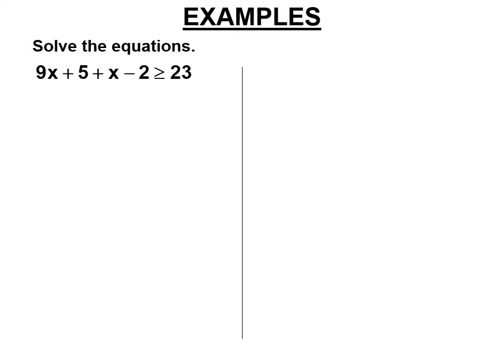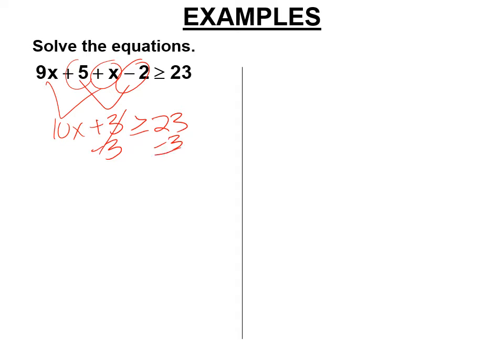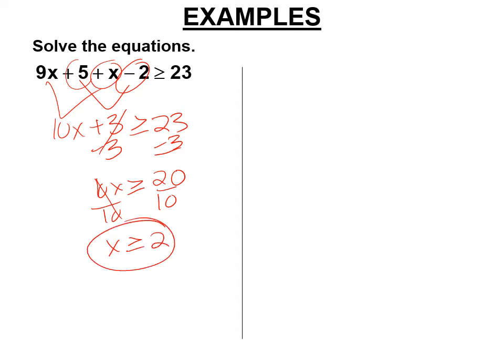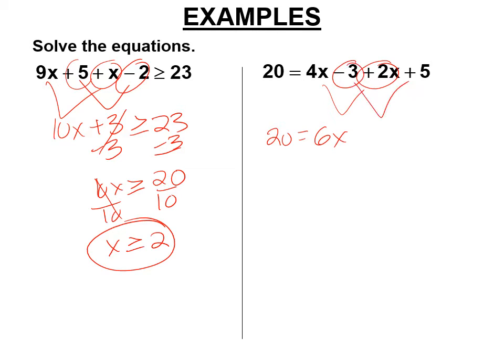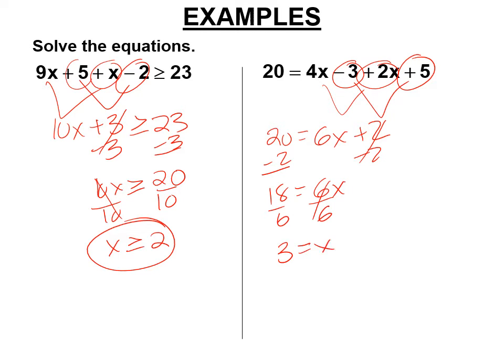Okay, so let's start solving. 9x plus x is 10x. 5 minus 2 is positive 3. We've got a two-step equation. You just go. 10x is greater than or equal to 20. Divide both sides by 10. X is greater than or equal to 2. 5x plus 2x is 6x. Negative 3 plus 5 is positive 2. There's our two-step. We always add or subtract first. We always multiply or divide second. 3 equals x.